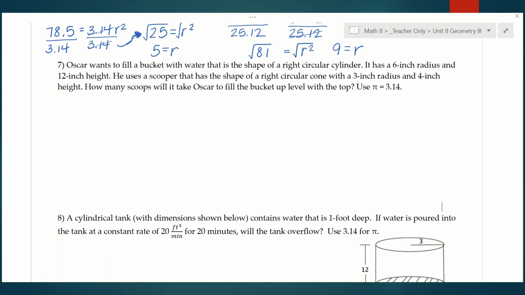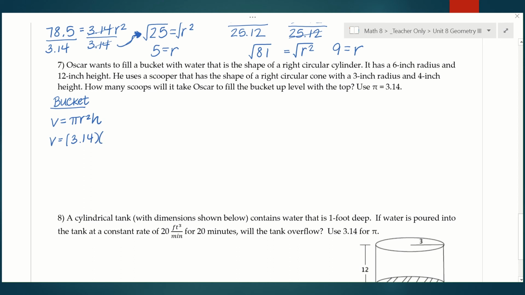Okay, so what we have to figure out is, first of all, how much water can fit into this bucket. That's volume, and it's the volume of a cylinder. So I'm going to write "bucket" just to keep track of what we're doing here. If you remember from the previous lesson, pi r squared h is my formula for the volume of a cylinder. They're telling me to use 3.14 for pi.